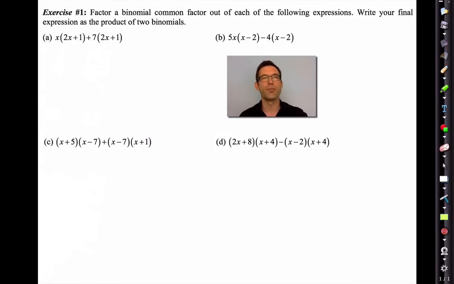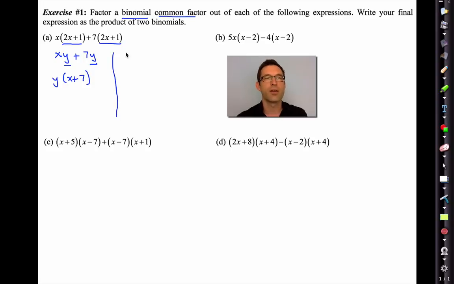All right, exercise 1. Factor a binomial common factor, two terms, out of each of the following expressions. Write your final expression as a product of two binomials. Take a look at this first one. You've been doing this for a number of years, but notice that the 2x plus 1 is a common factor in both of these terms. To me, this is really no different than looking at something like this. We can easily see the y, and we simply factor the y out, and we're left with x plus 7. We have exactly the same kind of scenario here.